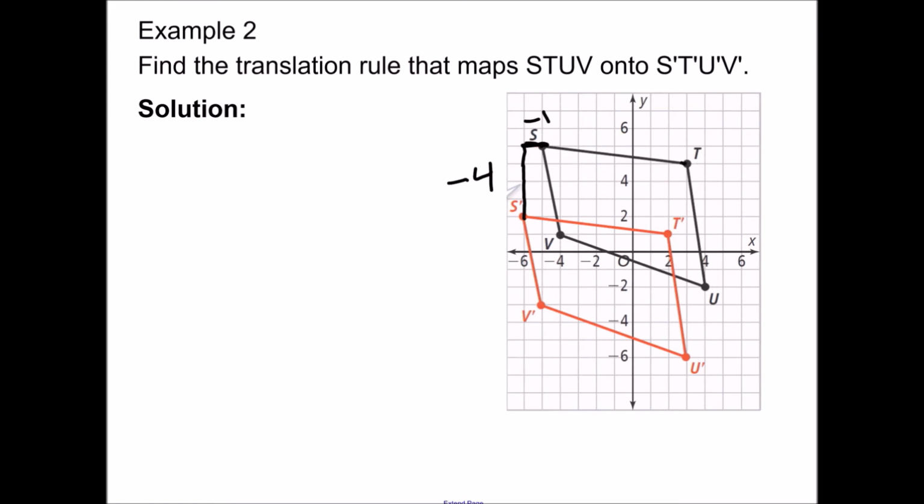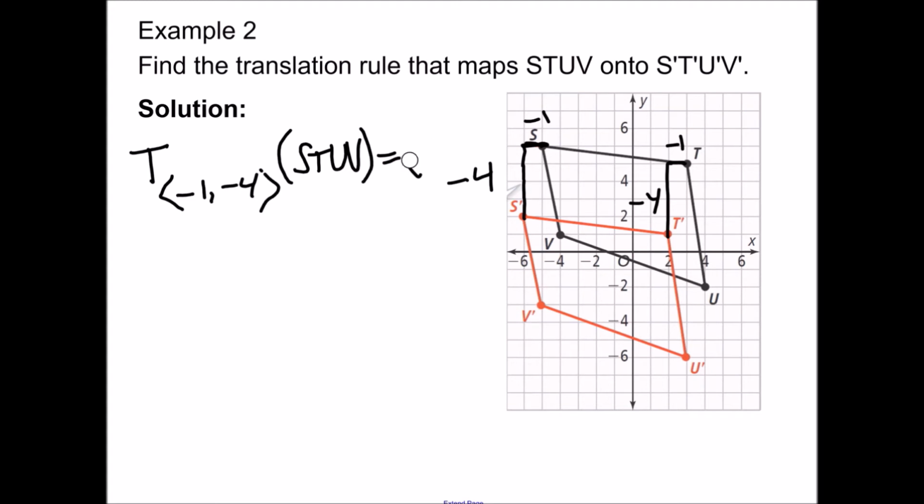If you repeat that for T, that's also going to the left 1, and also going down 4. So this is definitely a translation, because you're doing it to all the points and you get the same thing. So we're going to write the translation rule. Using the capital T notation and the angle bracket notation, we're going 1 left and 4 down, so that's my translation notation. Doing that for quadrilateral STUV, we get the quadrilateral S prime, T prime, U prime, V prime. So that's one way of writing the translation rule.